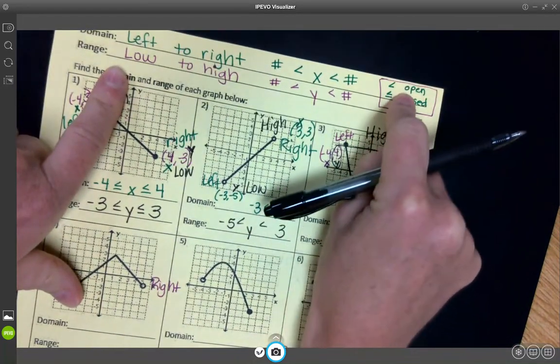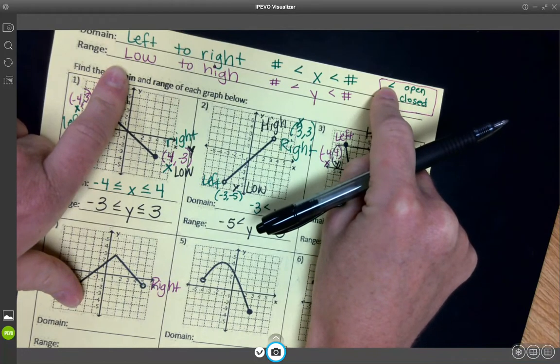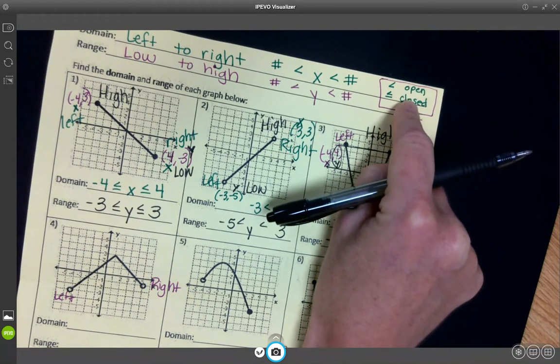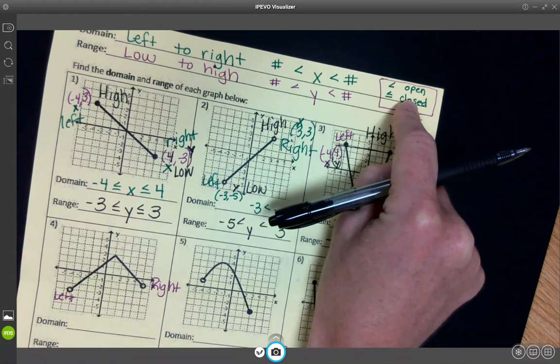If it's open, it's going to be a less than. The only time you'll use less than is with infinity or when you see an open circle. Closed is if it goes through the number, touches the number, or there's a closed dot.